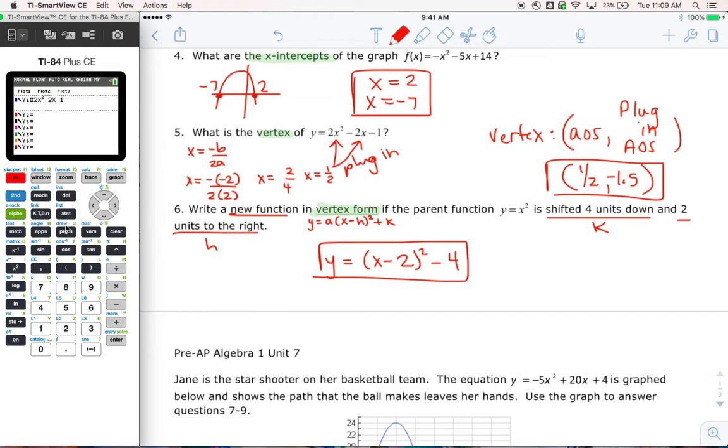So graph the equation that you just wrote down. Make sure it's doing what it says it needs to do. So we got (x minus 2) squared minus 4. Remember, it needs to be 4 units down and 2 units to the right from the parent function. Sorry, ignore the bell. Actually, let's just graph it. The parent function is right here through 0, 0. Did I go 4 units down? Yes. Did I go 2 units right? Yes. So always double check your answer with your calculator.